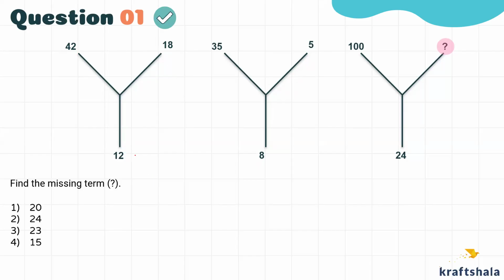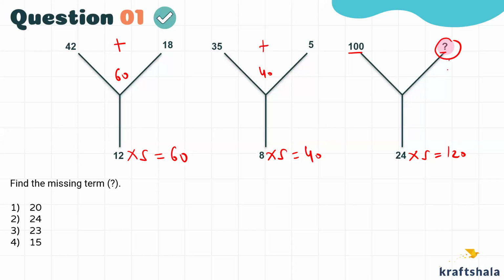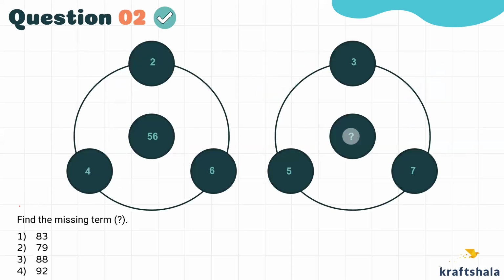Or conversely, what you can do, this is into 5, 60 plus also, 60 into 5, 40 plus also 40. Same thing. Into 5, 120. So addition of these two should give 120. So this question mark should be replaced by 20. Right. Try this.